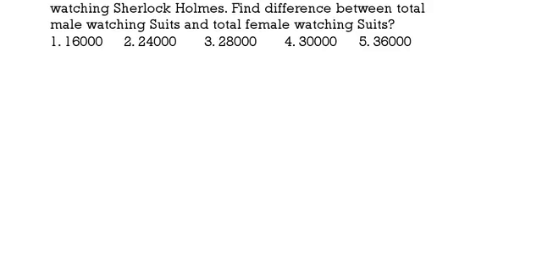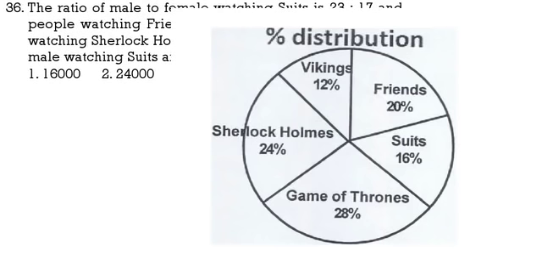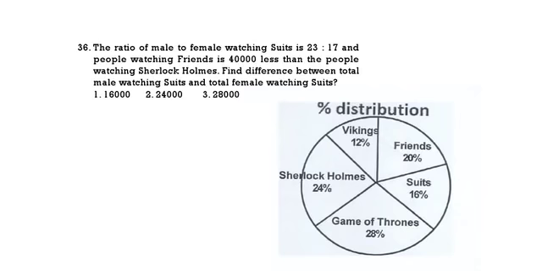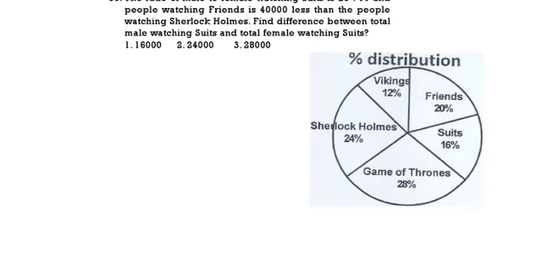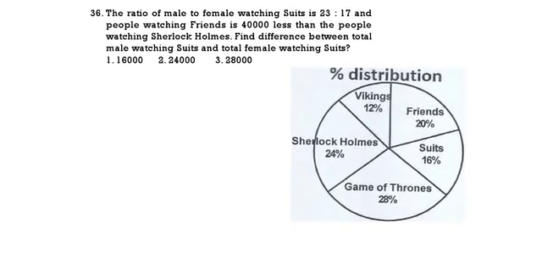See the first question. The ratio of males and females who watch Suits is 23:17, and the people watching Friends is 40,000 less than the people who watch Sherlock Holmes. Find the difference between total males watching Suits and total females watching Suits.